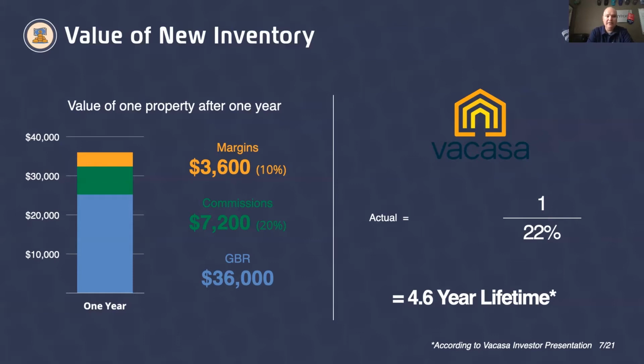Now, to give them the benefit of the doubt, the majority of Vacasa's inventory has been acquired through mergers and acquisitions. So therefore, the churn is a little bit higher. I've heard the churn is as high as 30% after M&A. But again, those numbers aren't validated.